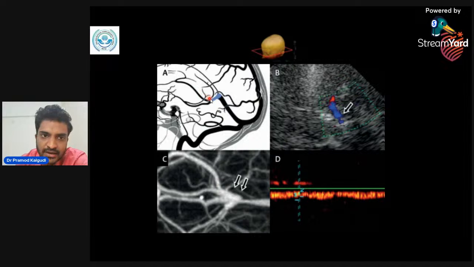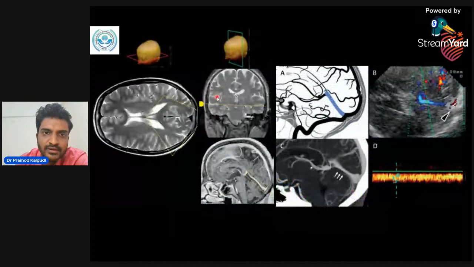So this is again your great vein of Galen. Where do you see this? Again, the axial plane. Once you're scanning in the axial plane, slightly tilted upwards, you see the pineal gland, which is slightly hyperechoic. Just behind the pineal gland, you see something moving away from the probe, which is blue in color. You put your pulse wave Doppler there, you get the waveform of a vein. That confirms that that is the great vein of Galen.